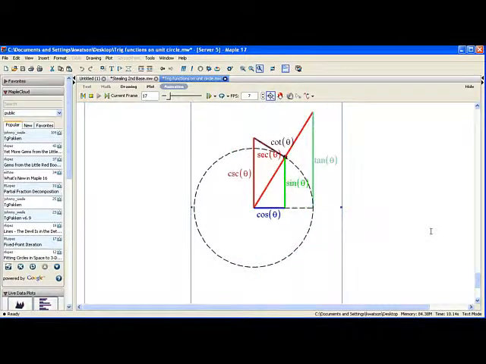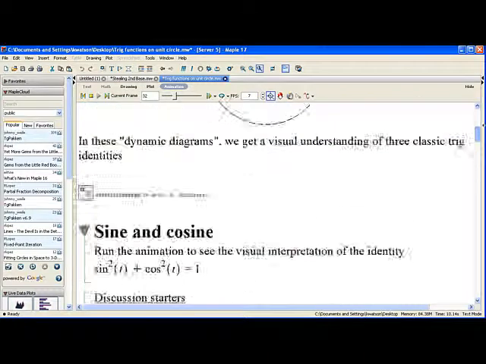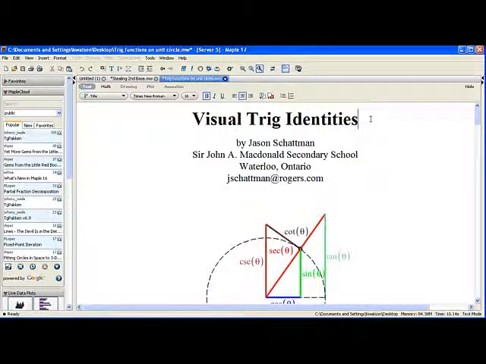This concludes my illustration of how to use dynamic animations in Maple to teach high school mathematics, and I look forward to hearing your questions in the question and answer session.